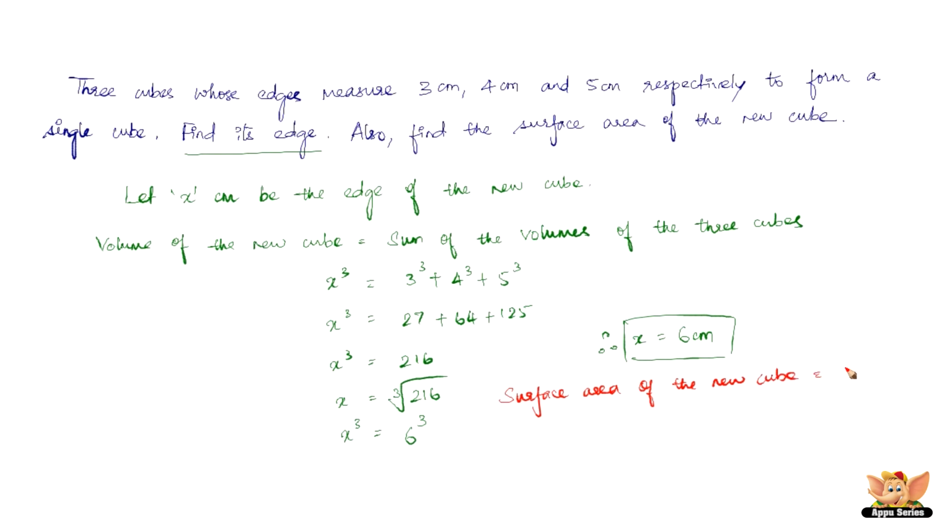Surface area of a cube is given as 6x squared. So the surface area of the new cube is 6 times 6 squared, because x is 6. So we have 6 times 36, which is 216 centimeters squared. So the volume is also 216 centimeter cube. The surface area is also 216, but it's centimeters squared since it's area. So therefore, the surface area of the new cube is 216 centimeters squared.